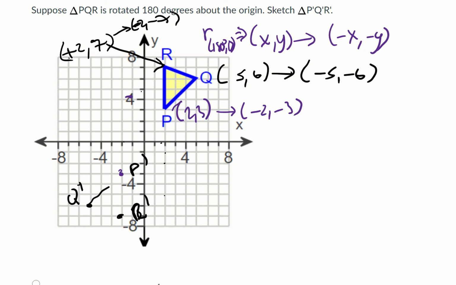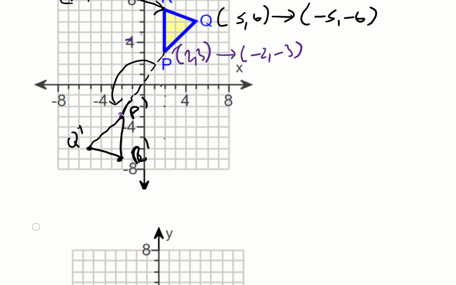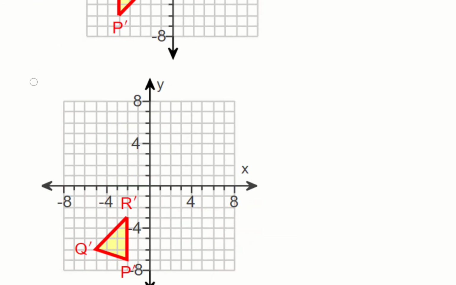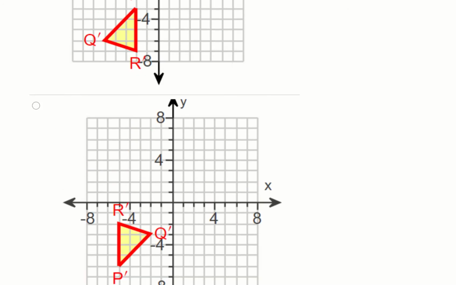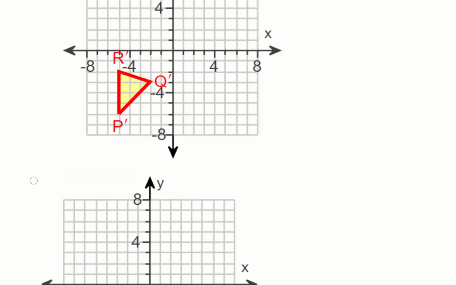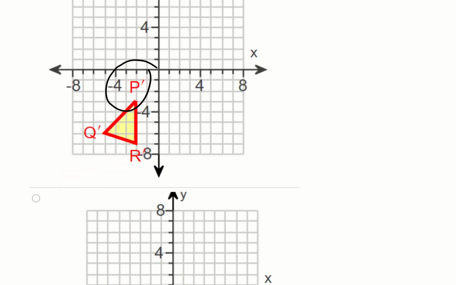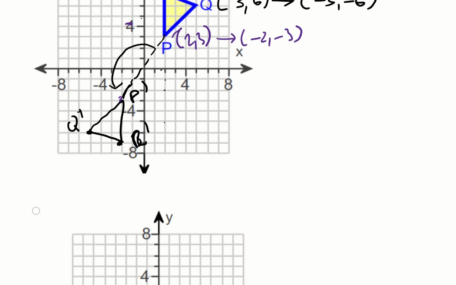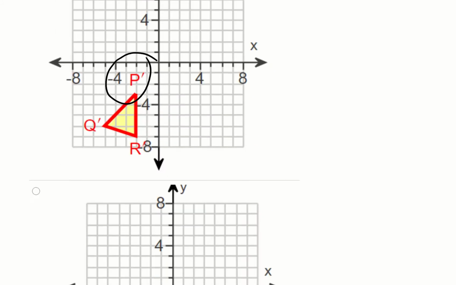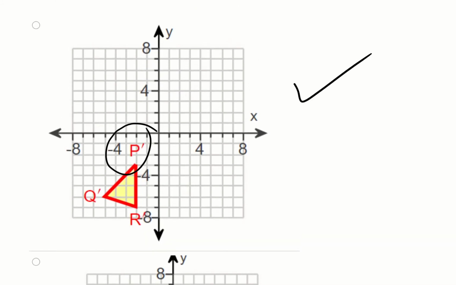That's R prime. And so this is my new triangle. If you notice, it does look like it's rotated 180 on the other side. So my triangle is going to look like this. These look very similar, but remember this is P prime on top, and we do want P prime to be on top. So this is the correct answer here.